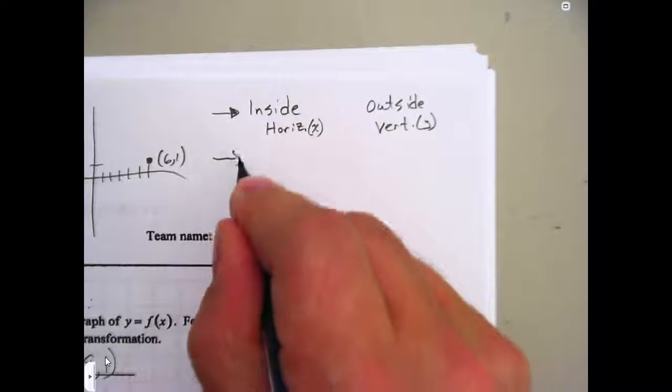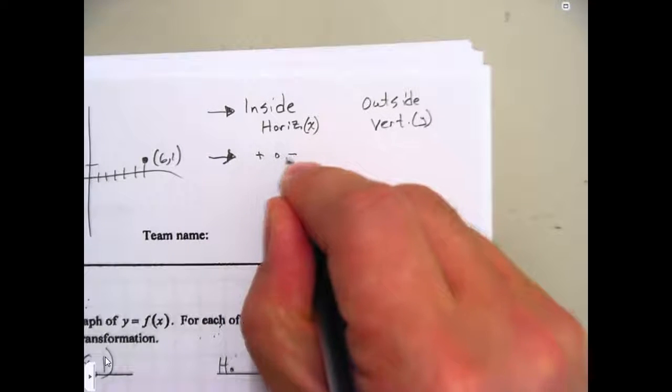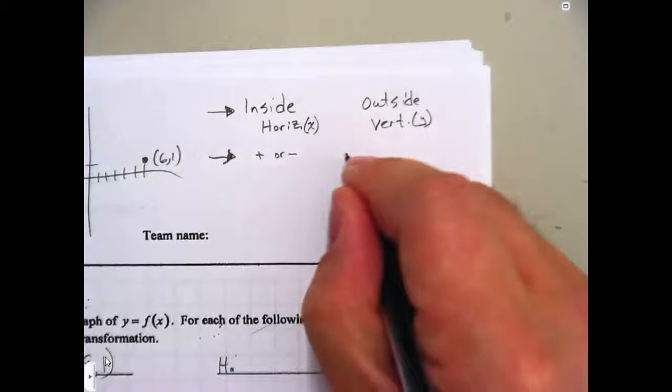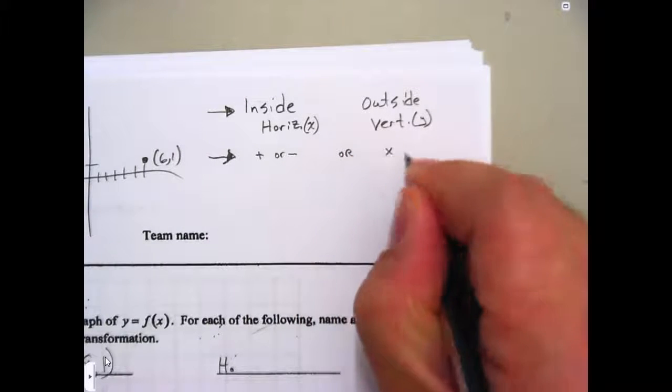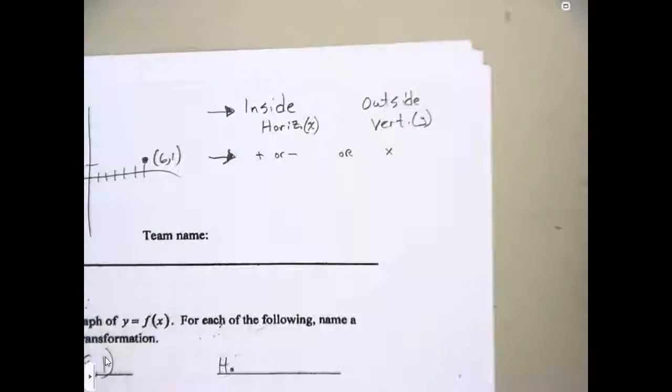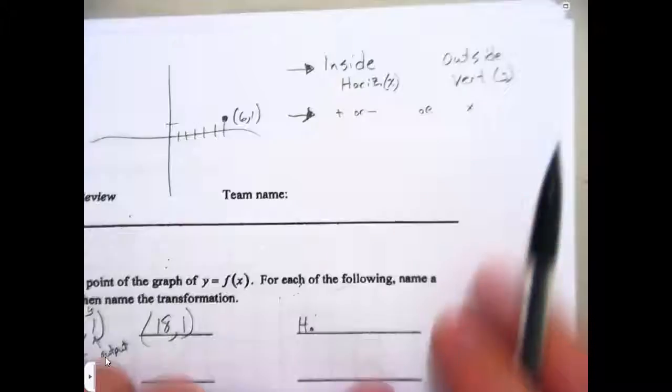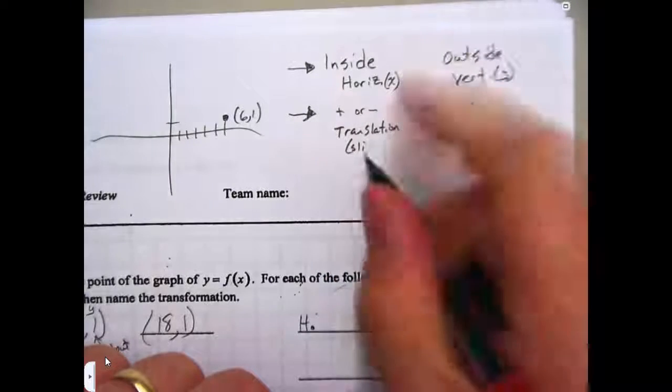Second thing we ask ourselves, once we determine that: are you adding or subtracting, or are you multiplying? I guess dividing is the same thing as multiplying. Are you adding, subtracting, or multiplying? What are we doing? We're multiplying. Remember, adding and subtracting is called a translation. It is a slide. That's kind of the slang term. We slide our graph.